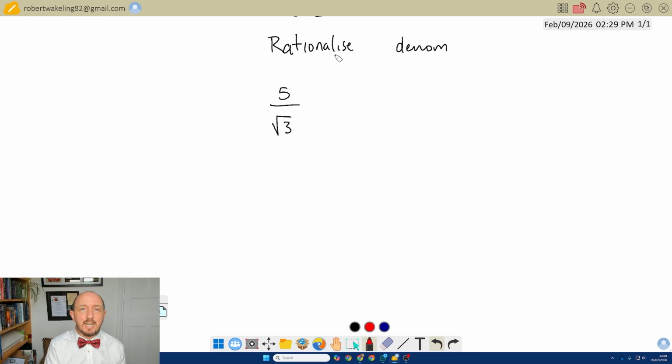Okay? And rationalizing it means turning it into a rational denominator. Root 3 is irrational. It goes on forever, like pi. We want to turn that into a rational number, like 3 or 2.5 or something like that. These are rational numbers. So how do we do that? As soon as you see a root on the bottom, times top and bottom by the denominator. Whatever that number is there, we times top and bottom by that.